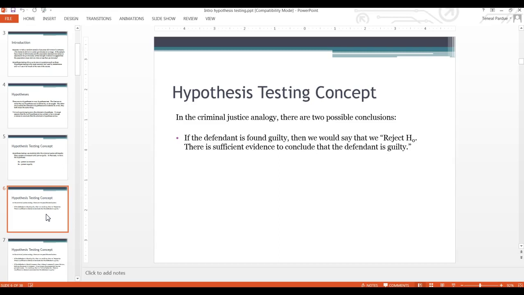The part that says we reject H naught, and then the part that says we have sufficient evidence to conclude, and you're going to say whatever it is that HA says. Okay? You're not going to literally put whatever HA says. You're going to fill in the blank with, in the words of the problem, what the alternative hypothesis says.